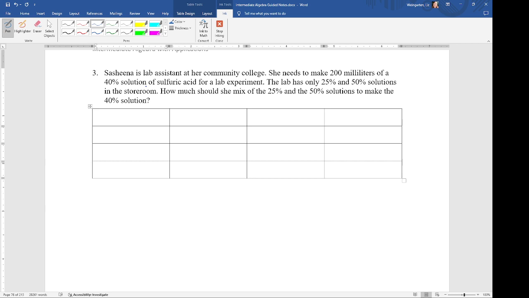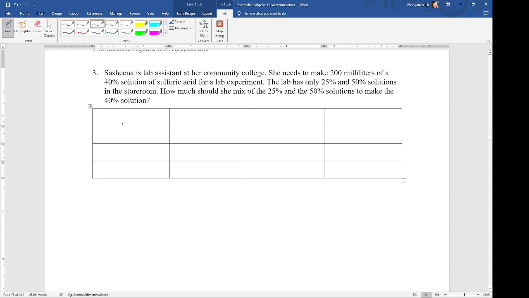Sashina is a lab assistant at her community college. She needs to make 200 milliliters of a 40% solution of sulfuric acid for a lab experiment. The lab only has 25% and 50% solutions in the storeroom. How much should she mix of the 25% and 50% solutions to make the 40% solution?